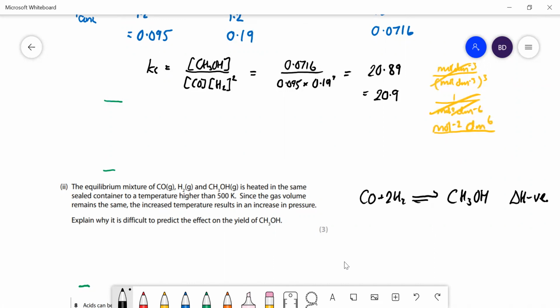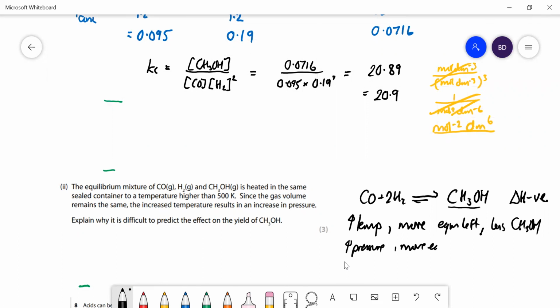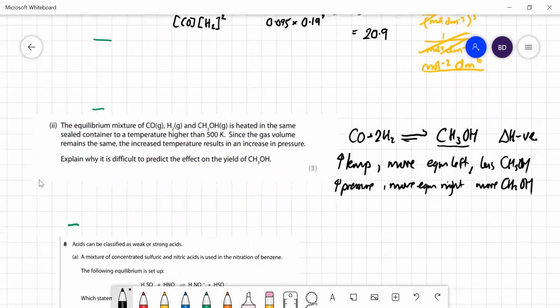Okay, so you've got two things working against each other. Increase the temperature. This is an exothermic reaction, so it will move the equilibrium to the left. So you get less methanol. But when you increase the temperature, you're also going to increase the pressure, which will, you've got fewer gas moles on the right than the left, so that will move equilibrium to the right. So you've got more methanol at equilibrium. So you've got two factors working against each other, so it's pretty hard to predict what the final effect is there. That's what you've got to say for that one, I think.